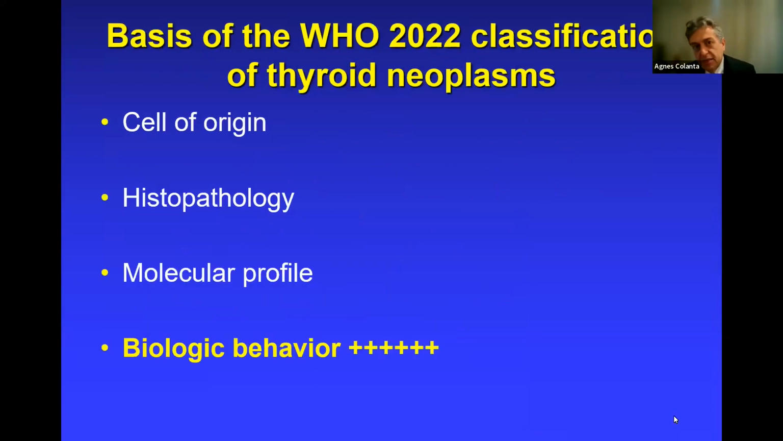So what is the basis of this new WHO 2022 classification of thyroid neoplasm? Obviously, the basis is the same as has been done for many, many years, for decades: cell of origin, histopathology, how the tumor is growing, and of course, now molecular profile. And perhaps what really made the difference here is we really took into account the biologic behavior of the tumor in many of the entities.